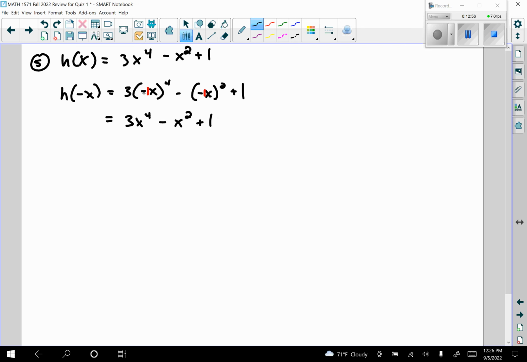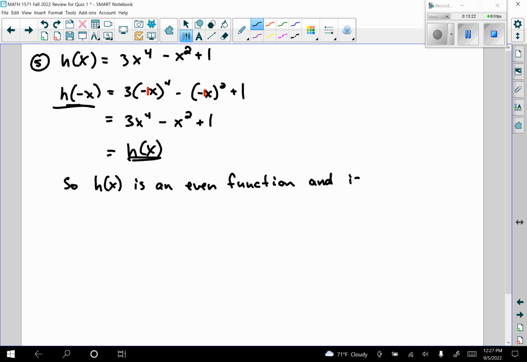So what we have is matching h of x. So we just want to clarify that and say, well, hey, this is equal to h of x. So h of x is an even function. When h of the opposite of x turns out to equal h of x, it is an even function. And any even function is symmetric with respect to the y-axis. I'm just going to abbreviate here: symmetric, and then WRT, with respect to the y-axis. That's what we want to show. And that's the more basic one.